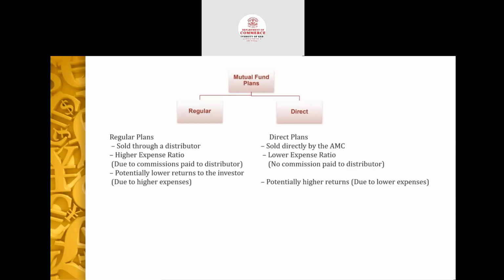And when coming to returns, regular plans usually have lower returns. That is because we have higher expenses, so the investors will get lower returns. Whereas in direct plans, we do not have an intermediary or distributor, we do not have to pay him anything. So the expenses are low, and eventually we get higher returns as well. So these are some classifications of mutual funds, and I will show you the relevance of it in the later part.